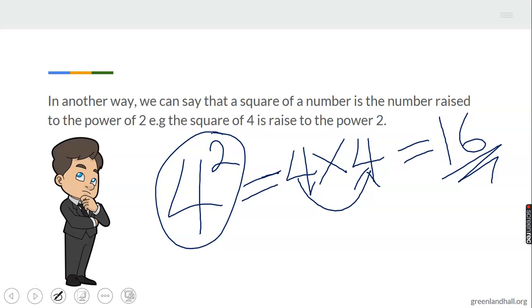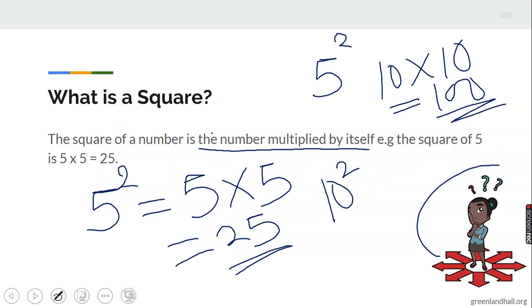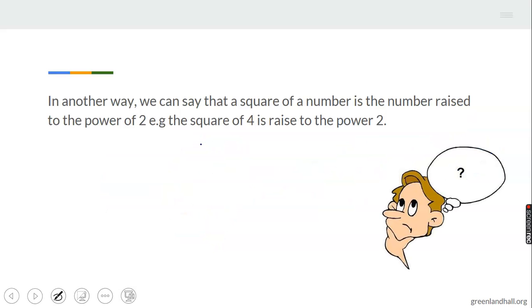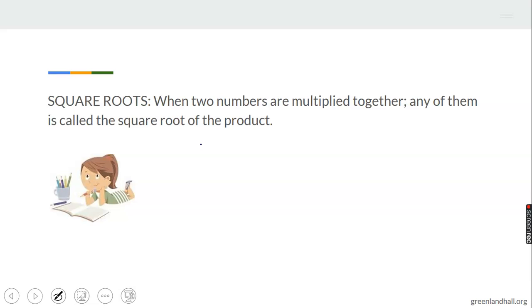So when we say 4 raised to the power 2, it means 4 multiplied by 4. Because the definition here says the number multiplied by itself. So this is what we should check. When we come back here and we say 4 raised to the power 2, it means 4 times 4. Brilliant. So in another way, we have done that, and we can see that that's what it means. So we go to the square root of a number.